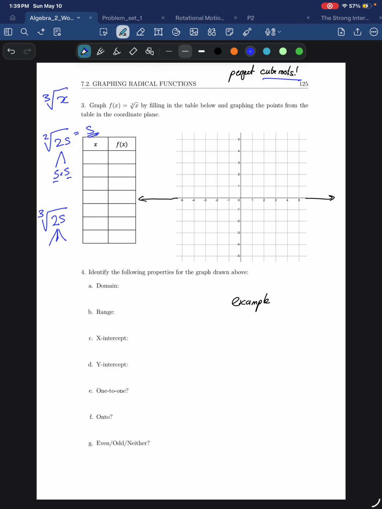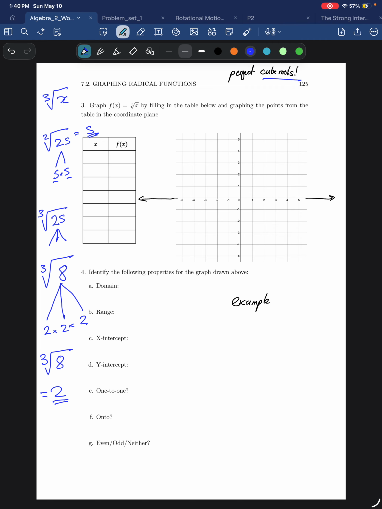There are relatively fewer perfect cube roots than perfect square roots, right? But a good example of a perfect cube root is 8. What number can I multiply by itself 3 times to get 8? 2, 2, and 2. 2 times 2 times 2 is going to equal 8. So the cube root of 8 is 2. And because 2 is a nice number with no decimals, we can say that 8 is a perfect cube root.